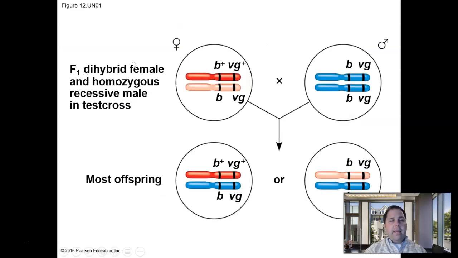So here is a dihybrid female. Fly people use plus signs instead of capital letters, so she is dominant for B, dominant for VG, recessive for B, recessive for VG. The male is recessive for everything. The offspring are either going to be heterozygous or they're going to be recessive, as you would expect, for both traits. So you're going to get either looking like the mom or looking like the dad. We would call these parental offspring.